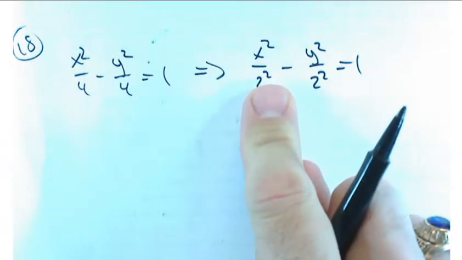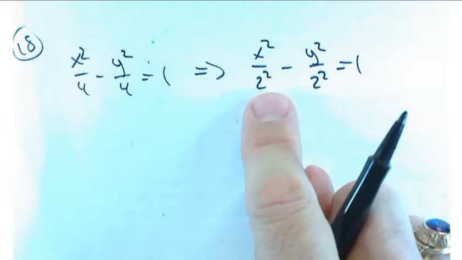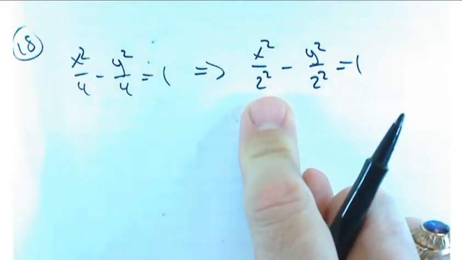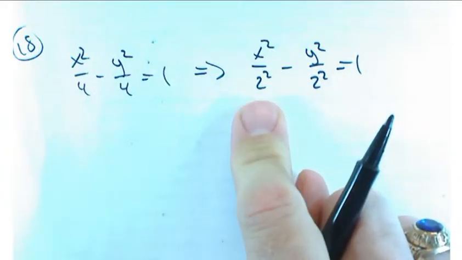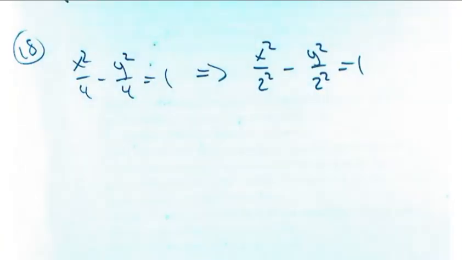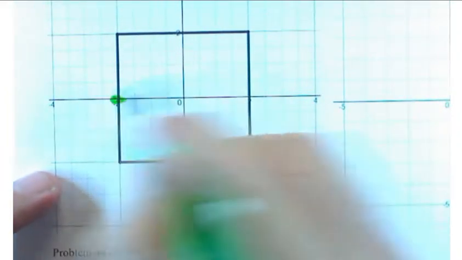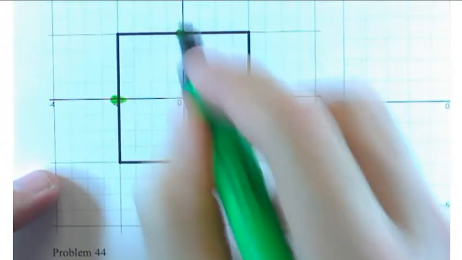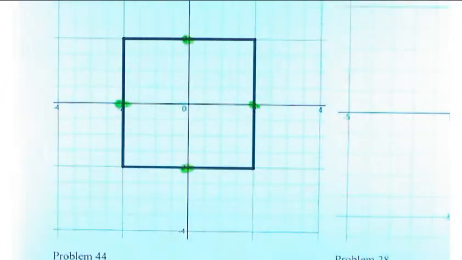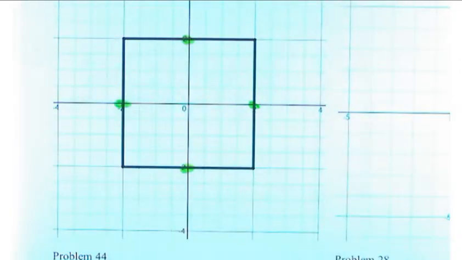And what would we do to find the vertices? We'd start at the origin, 0, 0. Go which way? Right 2 and left 2, and then up 2 and down 2. So you would do these points. You do left 2, right 2, up 2, and down 2. But because this is a hyperbola, not an ellipse, instead of connecting these points, what you're going to do is draw a box.